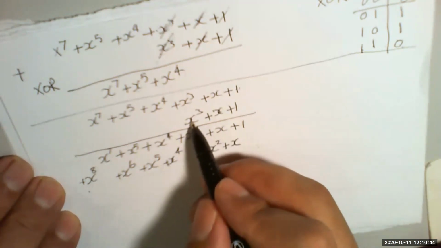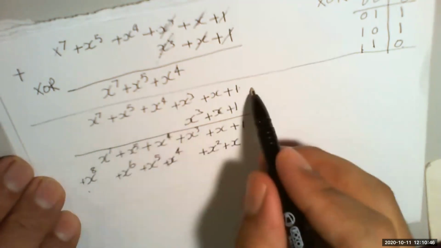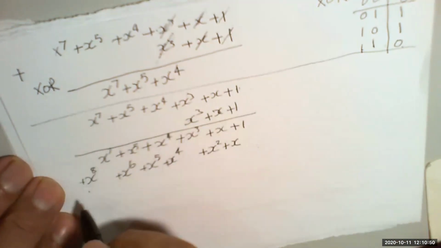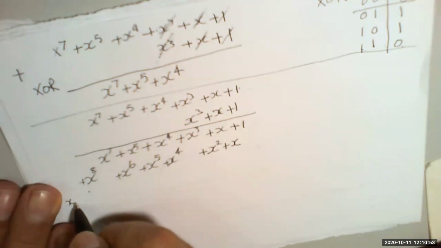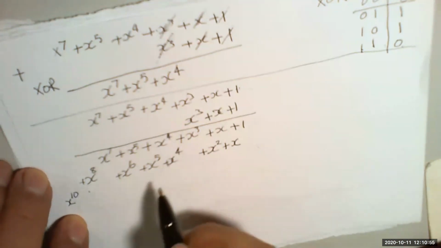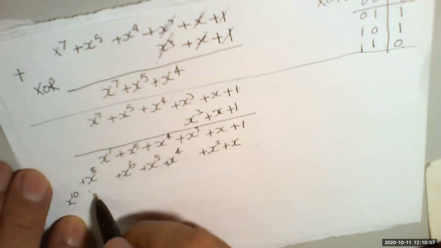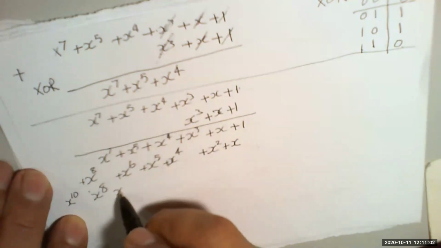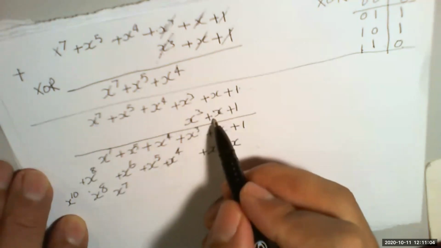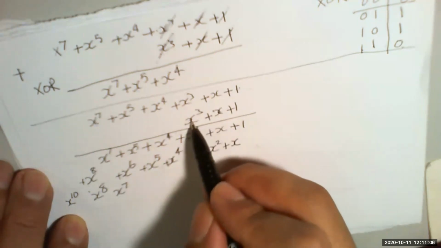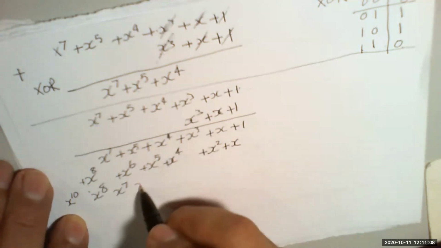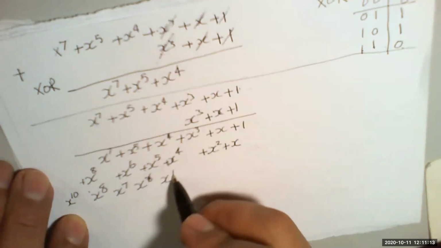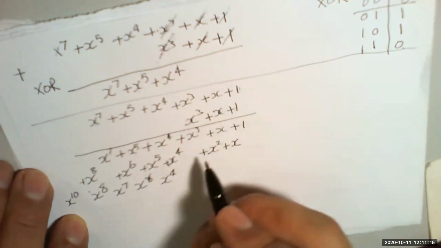The last thing is to multiply x cubed to the entire polynomial. So x to the power 3 multiplied by this is x to the power 10, and this x to the power 8, and this x to the power 7, and this x to the power 6, and this x to the power 4, and this x to the power 3.